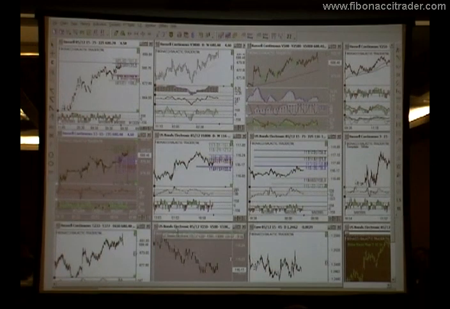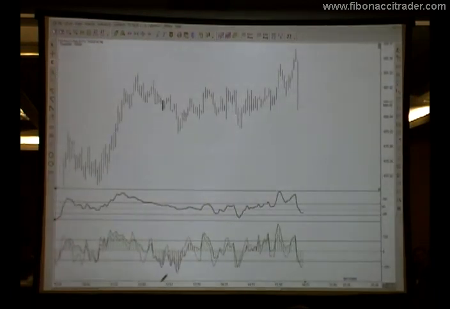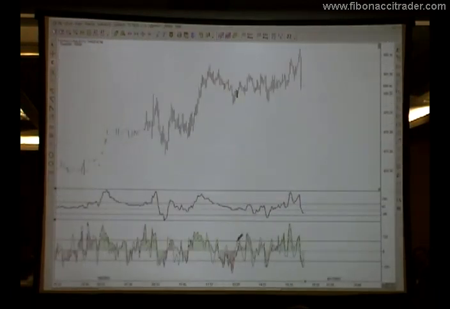Okay, let's take a look at this. This is a 3-minute Russell, and the multi-symmetry is here. It's just right below the retracement tool.